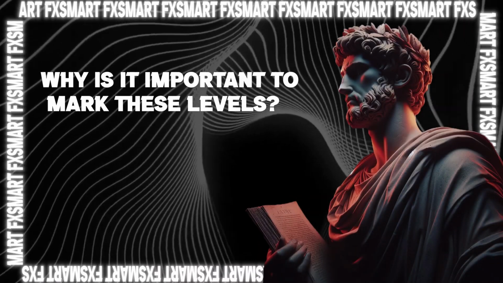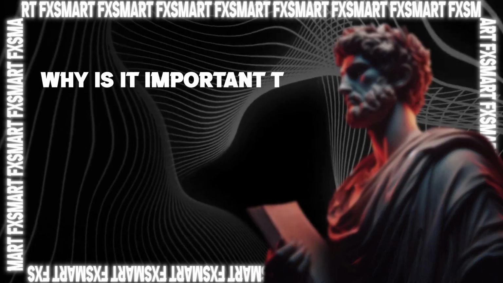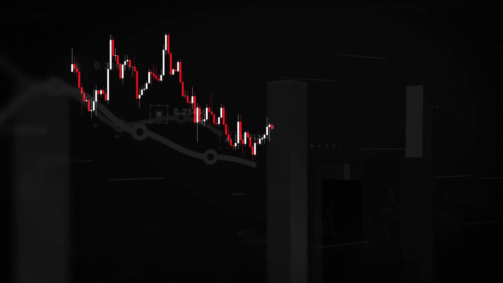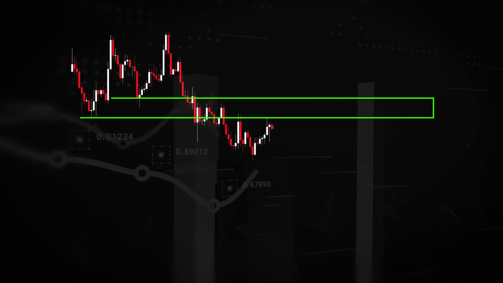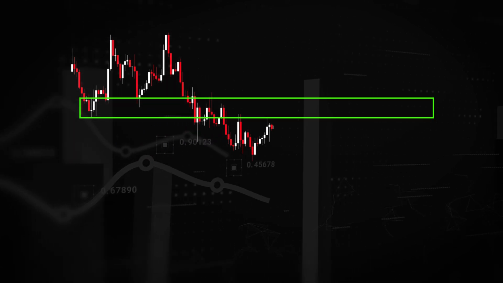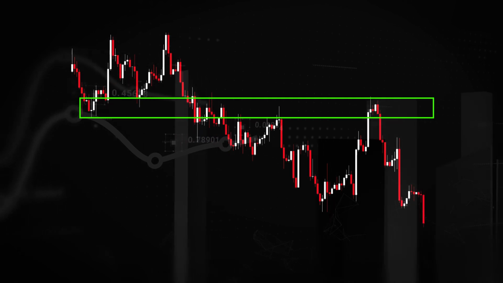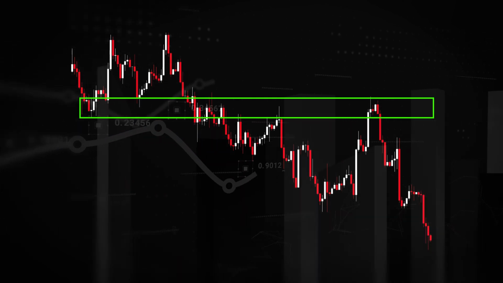Why is it important to mark these levels? By identifying and marking these levels in advance, you can prepare for potential trade opportunities when the price revisits these zones. Having these levels on your chart serves as a reminder to stay alert for possible trades.